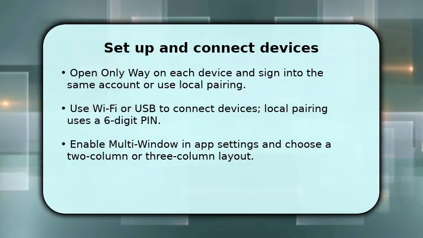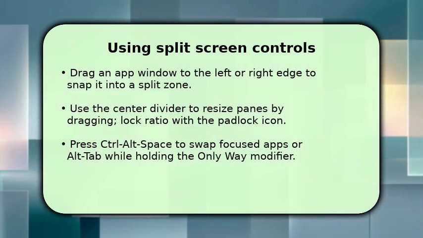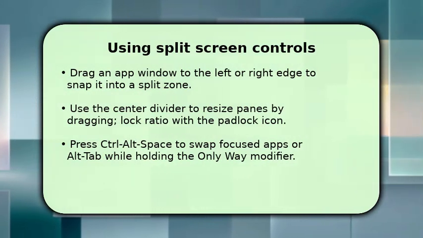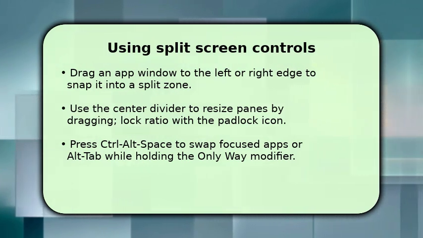Select a 2-column or 3-column layout. Drag an app window to the left or right edge to snap it into a split zone. You can also drag between displays when using multiple monitors connected to the same host.